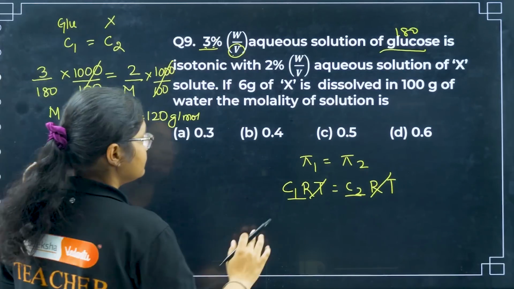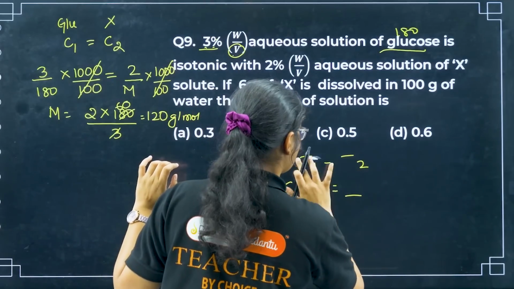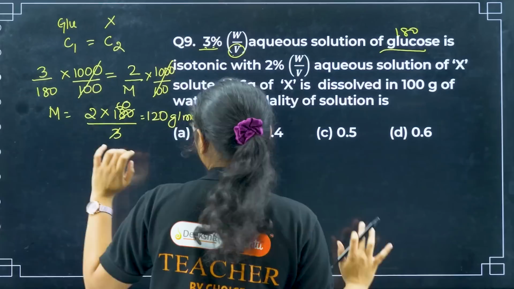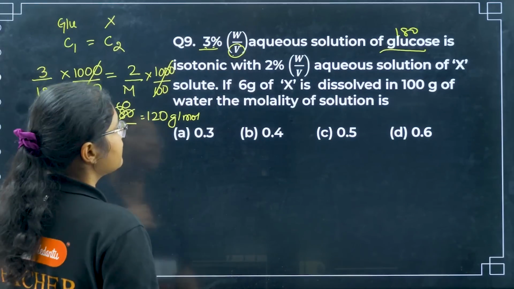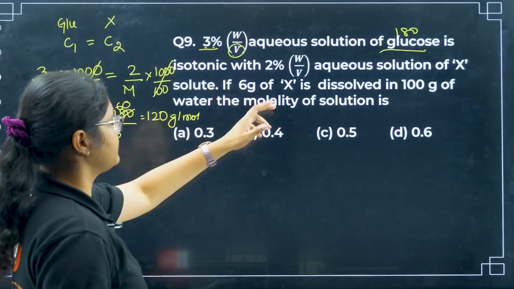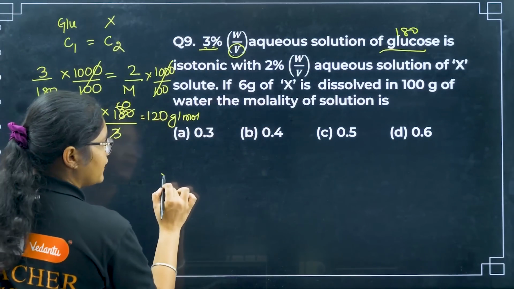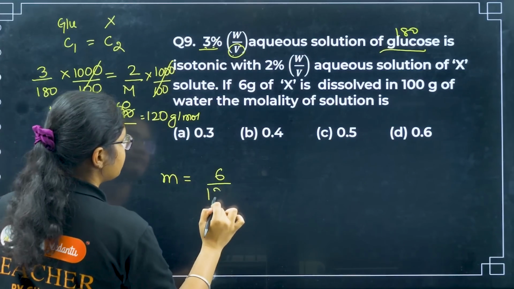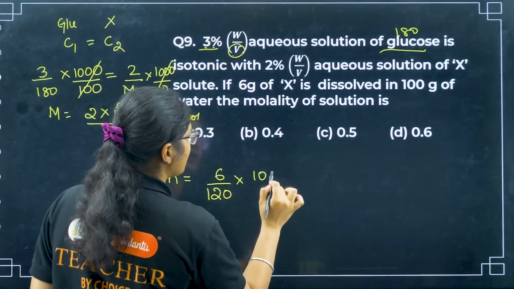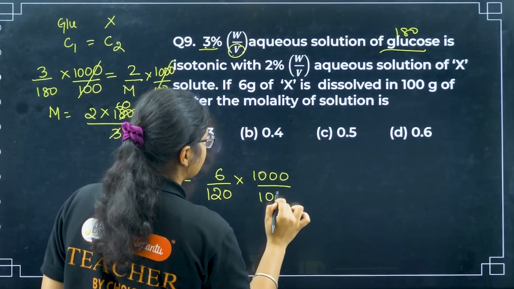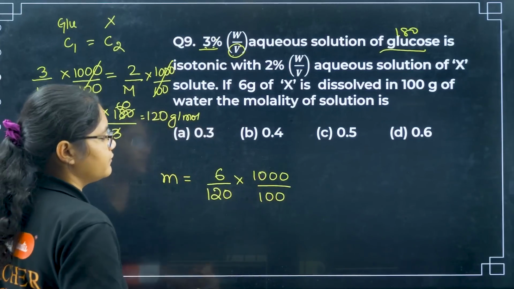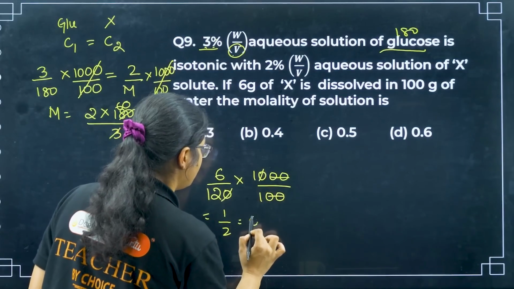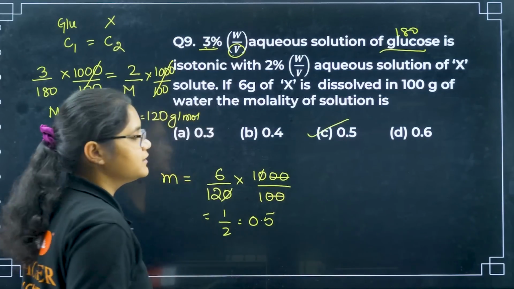Now what we have to do? Just a minute. Now we want to calculate the molarity if 6 gram is dissolved in 100 gram. So the given mass is 6 gram, the molar mass I have found out is 120, into 1000 below 100 gram, dissolved in 100 gram of the solvent. Simple calculation, 1 by 2, that is 0.5. So option number C here.